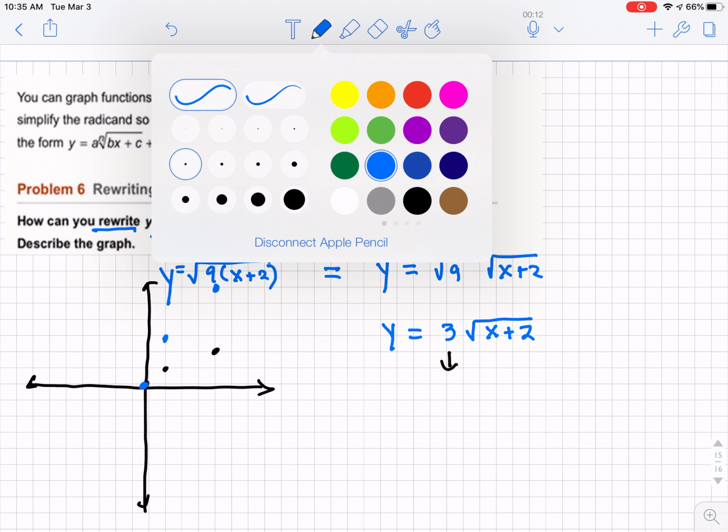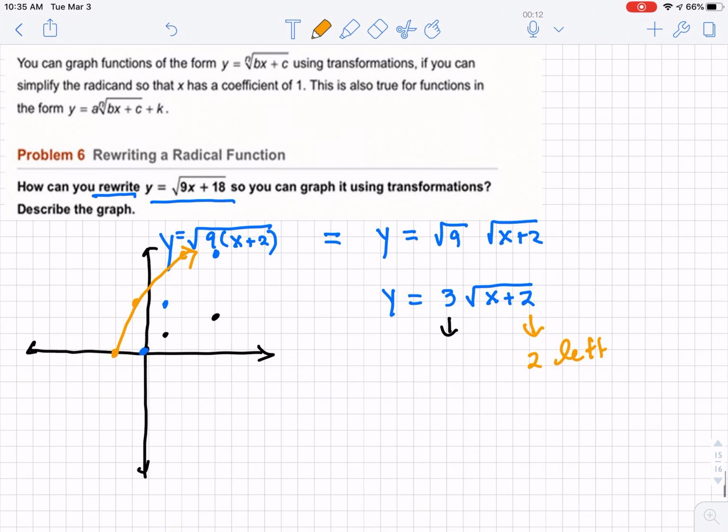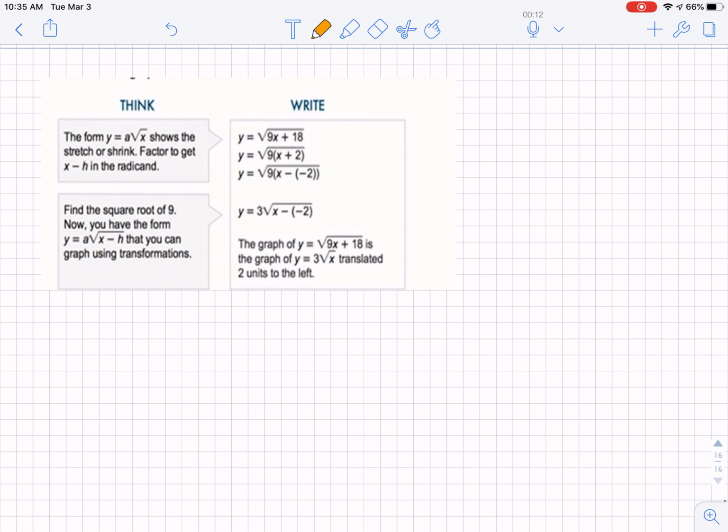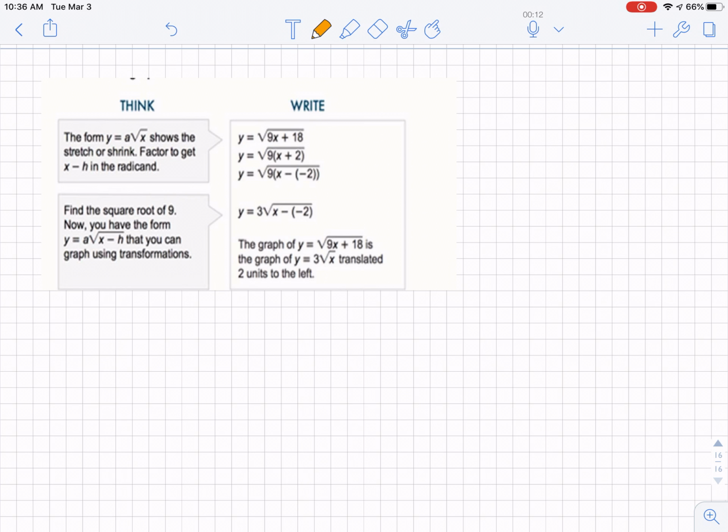And then the last step is I'm going to shift everything 2 to the right. Oh, sorry, 2 to the left, because it's a plus. Okay, so take each one of those blue points and shift 2 to the left. This point 2 to the left, and this point 2 to the left. And that should be my graph. Okay, hopefully all of that worked out. This is going to tell you all of the things here, the translation, the transformations. Hope you took good notes.